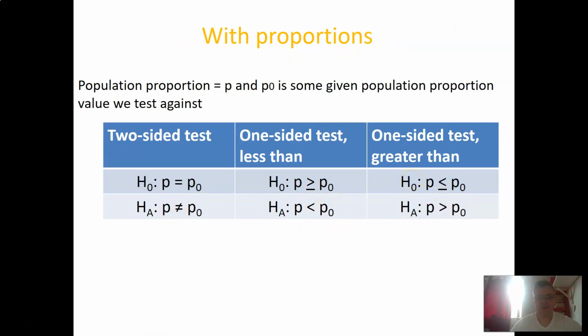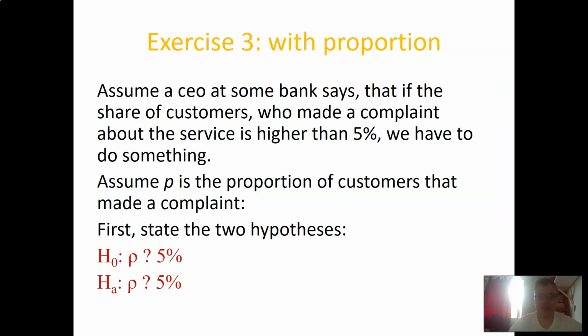Let's say we do a test with proportions. And with proportions, it's the same procedure as with mean values when stating hypotheses. You just have proportion and not mean. And let's say you have a situation here that a CEO at some bank says that if the share of customers who made a complaint about the service is higher than 5%, we have to do something. And assume that P is the proportion of customers that made a complaint. So what do we have to prove here? So you pause the video and you continue afterwards.